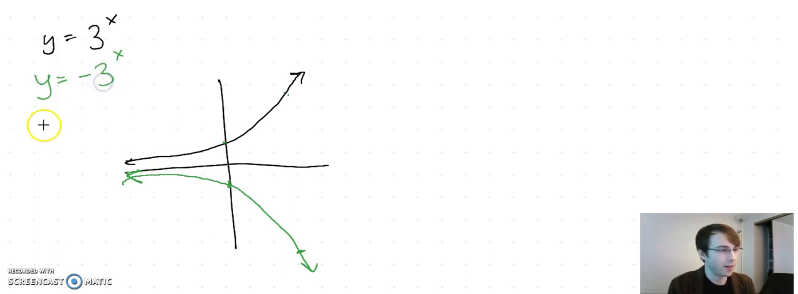Now, if you do y equals 3 to the negative x, then it's kind of similar, but you're reflecting over the y-axis. So before you were reflecting over the x-axis, now you're reflecting over the y-axis. So now, when you plug in a 1, you're actually getting 3 to the negative 1, which goes down like this.